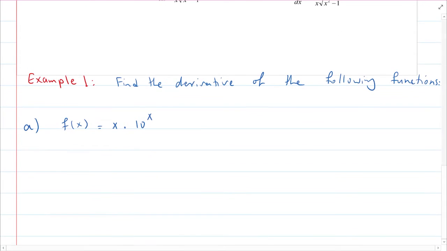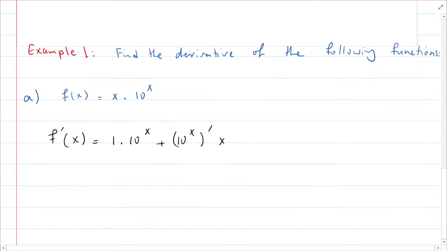So as you see, I have a product of two functions, and if I want to take the derivative of this and write f prime of x, that will be the derivative of the first, which is just the derivative of x, that's 1, multiplied by the second, so that's times 10 to the power of x. I'm using product rule, plus the derivative of the second, so that is 10 to the x prime multiplied by the first. And in the next step, I can focus on the derivative of 10 to the power of x.